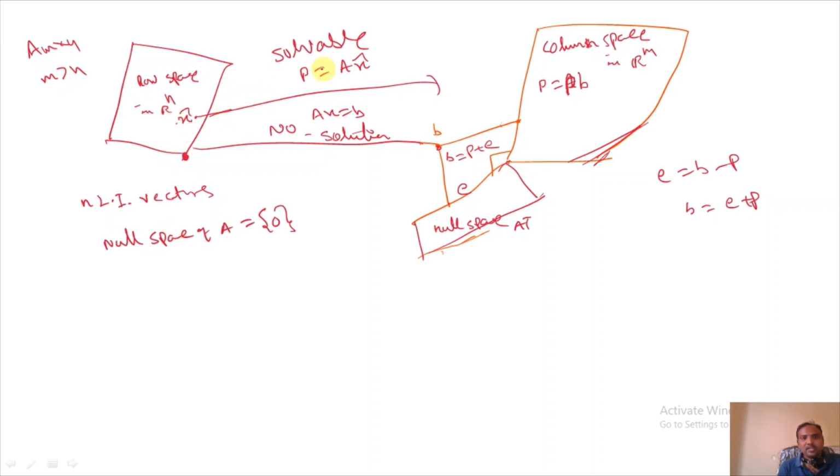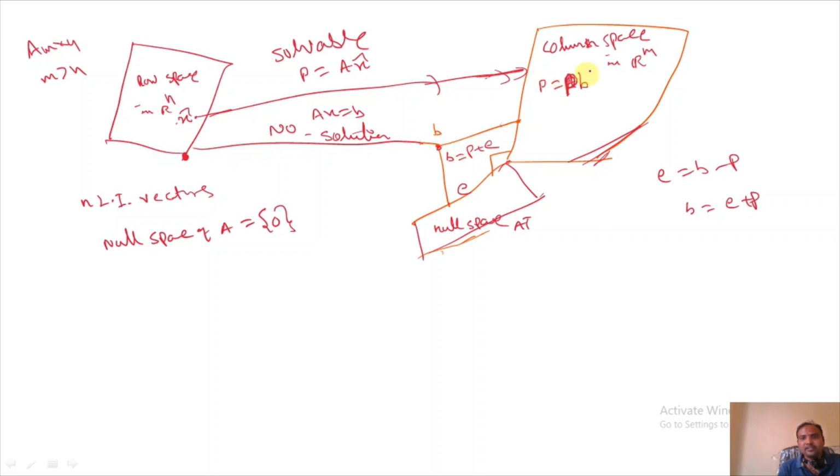See, it's not solvable. Suppose it's solvable, that means p equals A x hat. That means projecting, when we project we get the column space. Convert to column space: p equals P b, where capital P is the projection matrix, and the column space is in Rn. So if it's not solvable, that means the system has no solution.